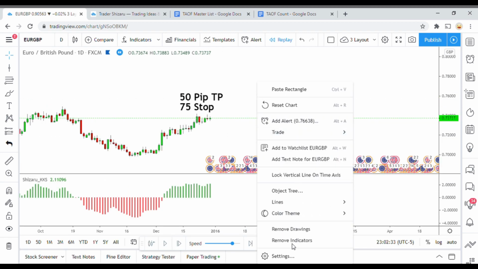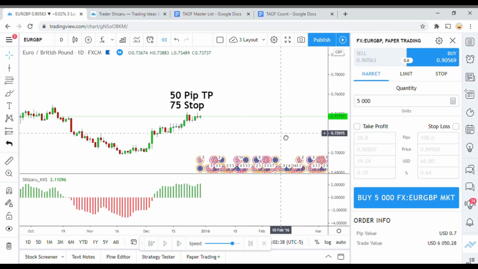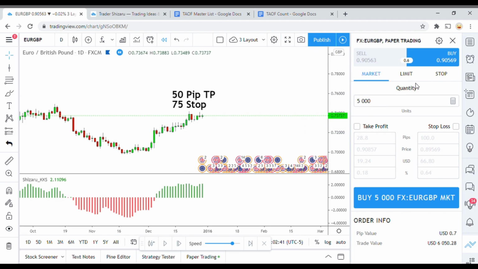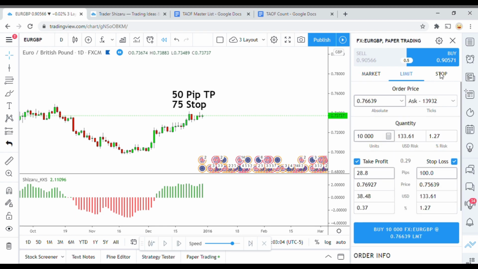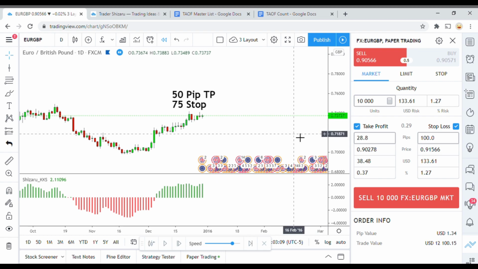And if we go in here, let's see if it'll let me do it. I'm not sure if it will. Yeah, it will. And so this is what it looks like when you bring up an order screen right here. You can put in your quantity, whatever it may be, 10,000 units. It tells you how much it costs down here at the bottom, your total trade value, pip value. You can set take profits. You can set stop losses. You can do limit orders. You can do stop orders. Do it all on sell as well, and so on and so on.